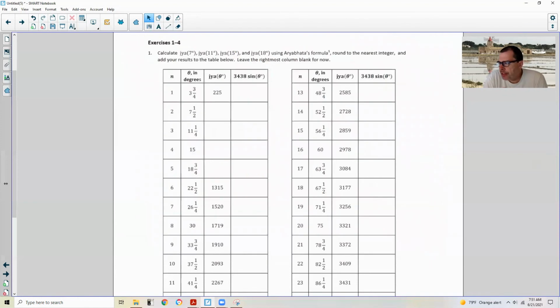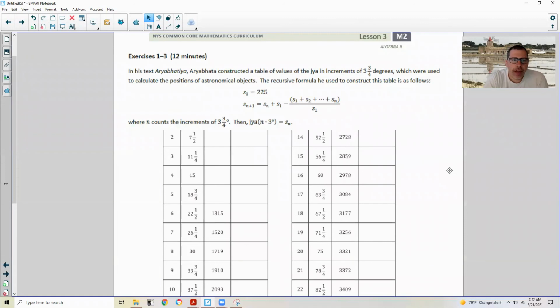So before I get to this, okay, so now it has exercises 1 through 3 in the teacher edition, but not in the student edition. And it says in his text, Aryabhata constructed a table of values of the Jya in increments of 3 3/4 degrees, which were used to calculate the positions of the astronomical objects. The recursive formula he used to construct this table is as follows.